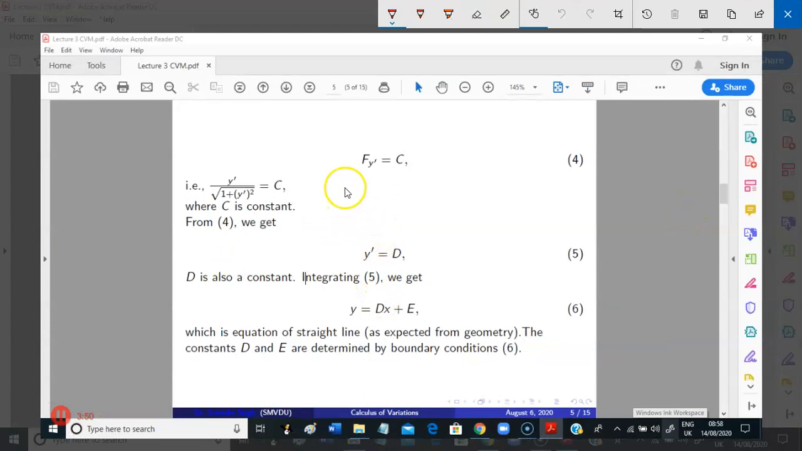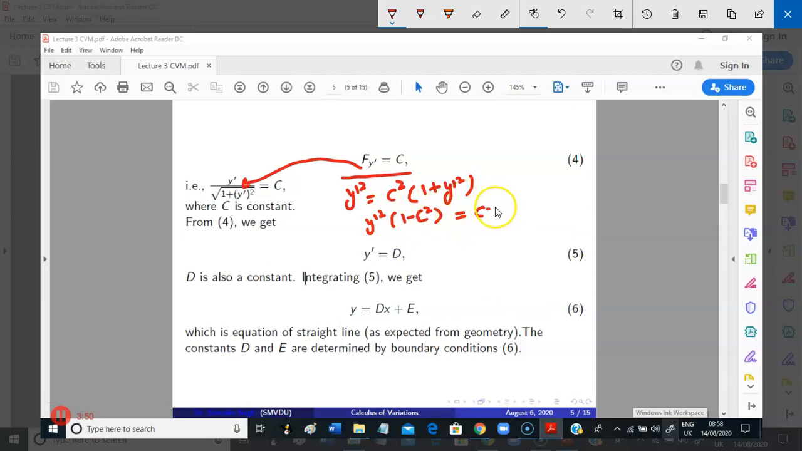The Euler equation in that case reduces to this form. You differentiate f partially with respect to y dash, and you get this expression equal to c. Now when you solve this, you get y dash square equal to c square times (1 plus y dash square). When you simplify it, you get y dash square (1 minus c square) equal to c square.